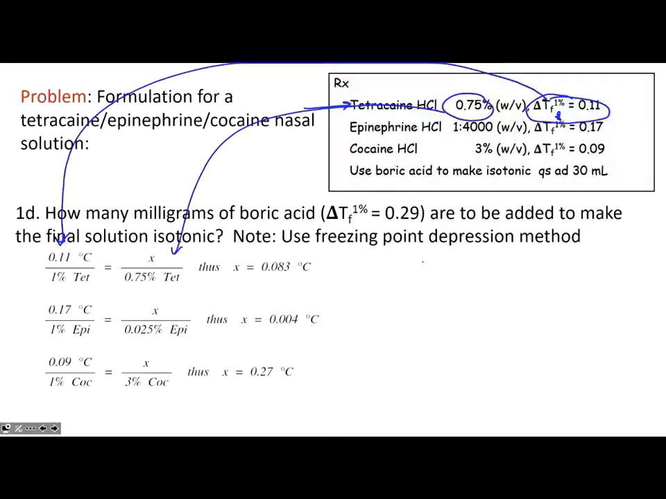Well, that's all good again. I know how much each individual ingredient lowers the freezing point, but here's a little bit of a trick, and I probably provide this to you on the test: do you remember what an isotonic solution freezes at?